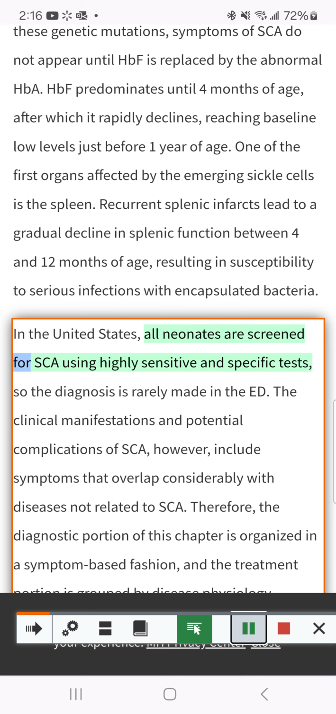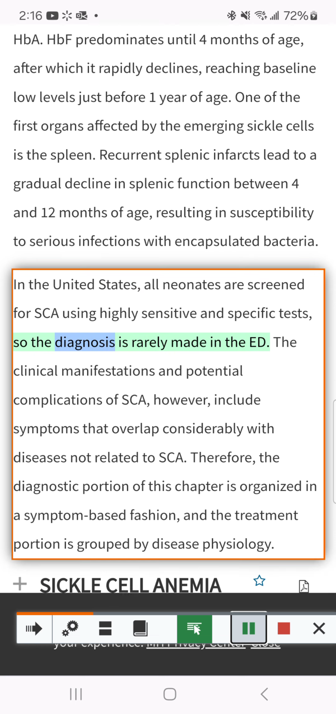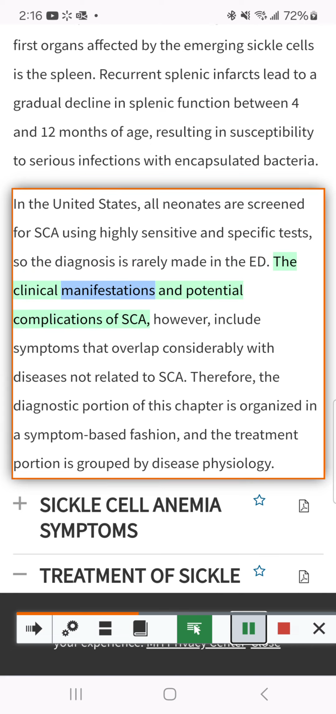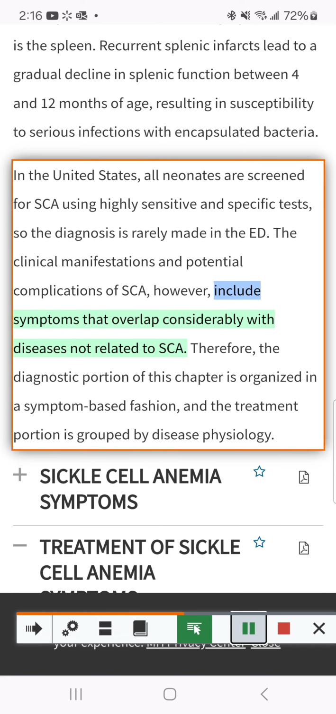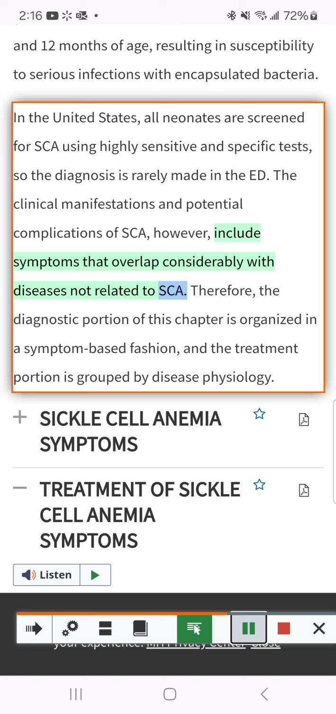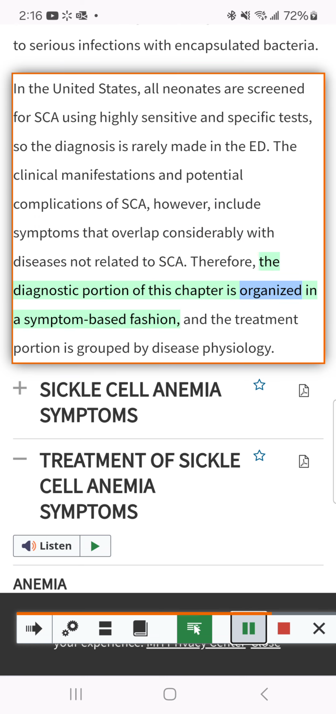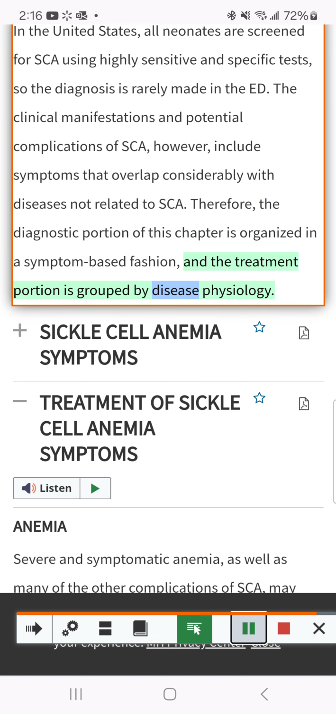In the United States, all neonates are screened for SCA using highly sensitive and specific tests, so the diagnosis is rarely made in the ED. The clinical manifestations and potential complications of SCA, however, include symptoms that overlap considerably with diseases not related to SCA. Therefore, the diagnostic portion of this chapter is organized in a symptom-based fashion, and the treatment portion is grouped by disease physiology.